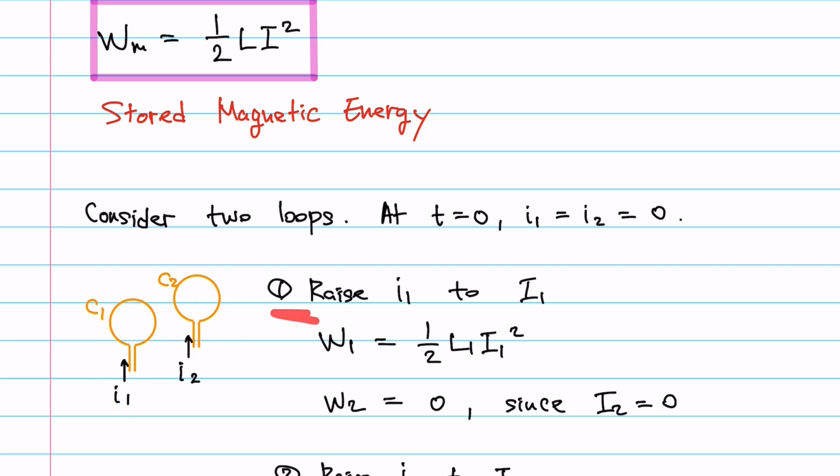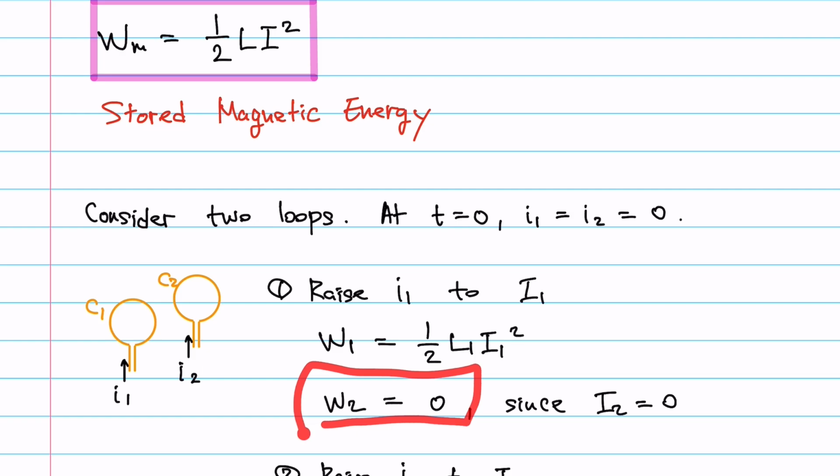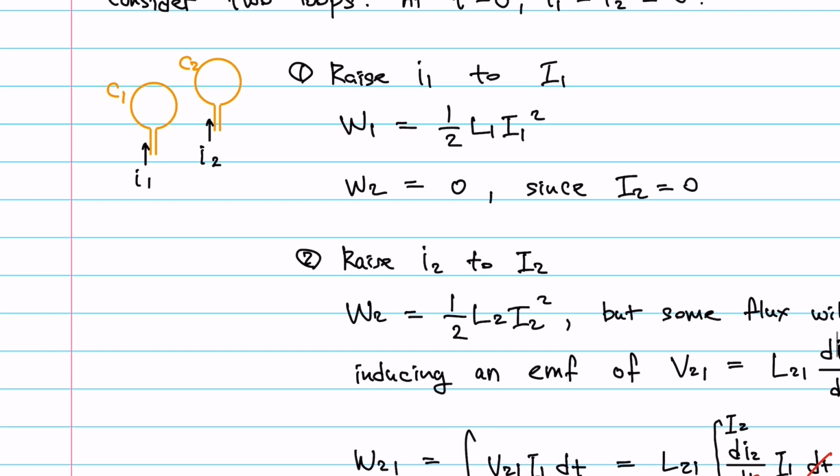But first, if you raise I1 to capital I1, if you start to flow current through this first loop, you get the magnetic energy of 1 over 2 L1 I1 squared. But the magnetic energy in loop 2 is still 0 because there isn't any current yet. Under that situation, if you also increase the current in the second loop to capital I2, you get the second magnetic energy, which is 1 over 2 L2 I2 squared.